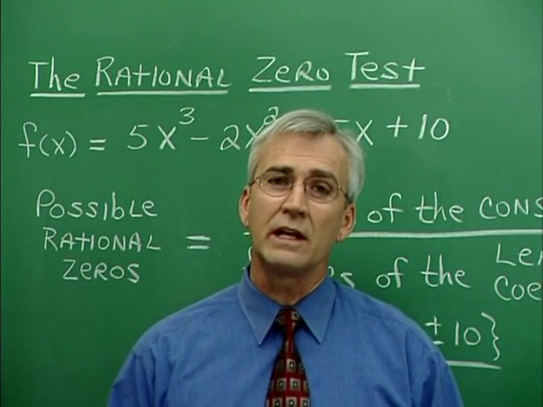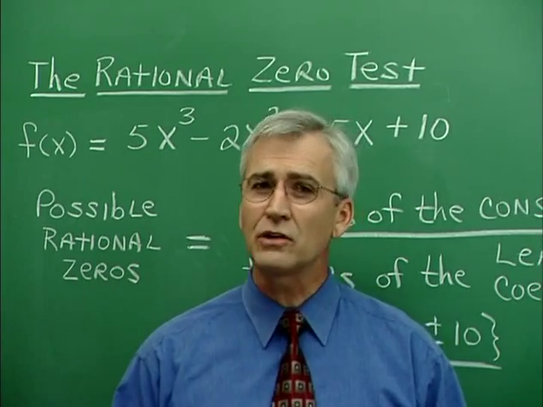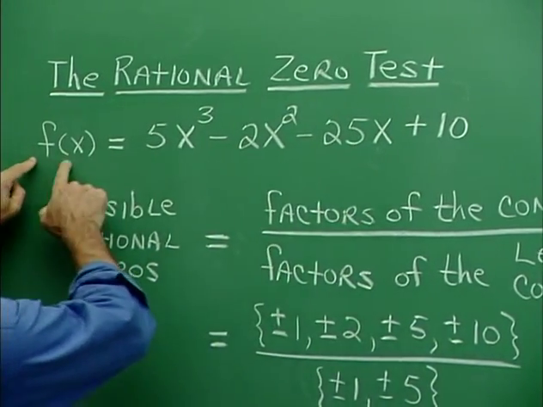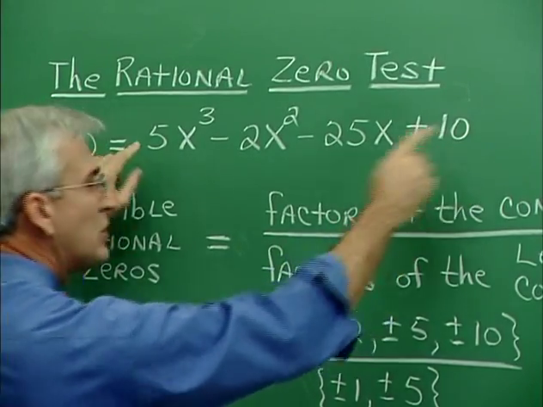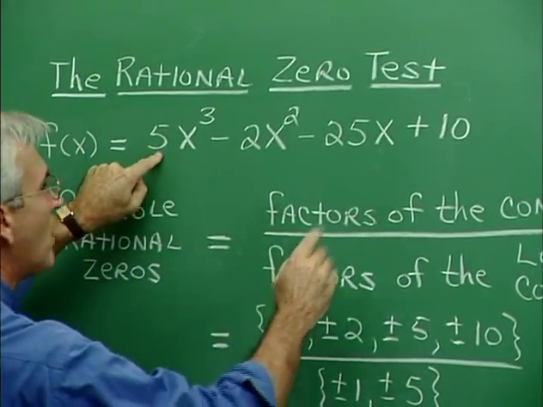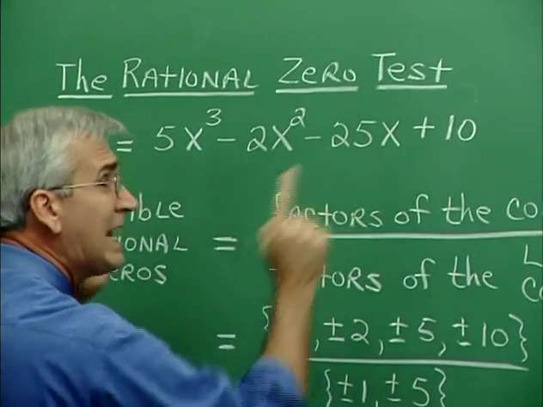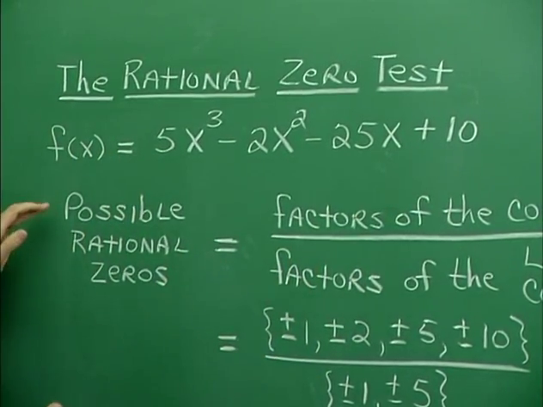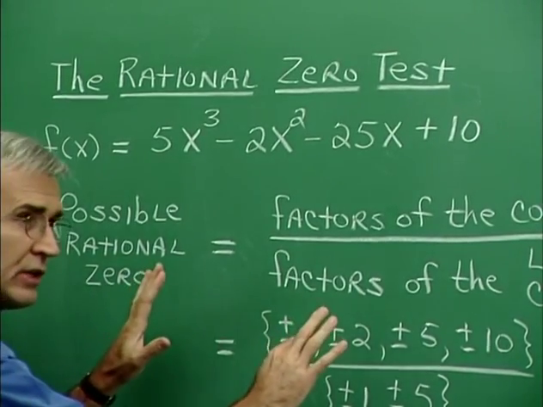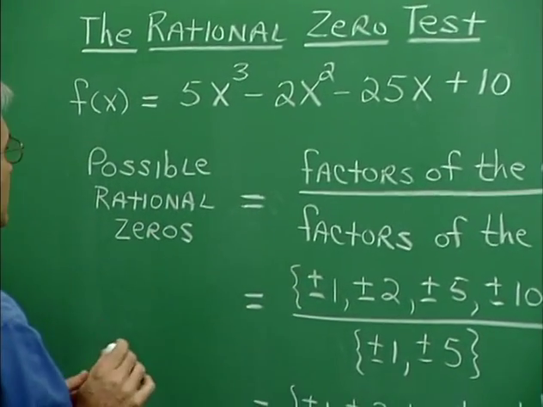The next technique we'll talk about is called the rational zero test, and it works like this. Suppose we have a function like this. It turns out that just by observing and making a little calculation on the leading coefficient and the constant, we can determine all of the possible rational zeros. Now, here's how the calculation is made, and I'll show you how it's used in just a minute.